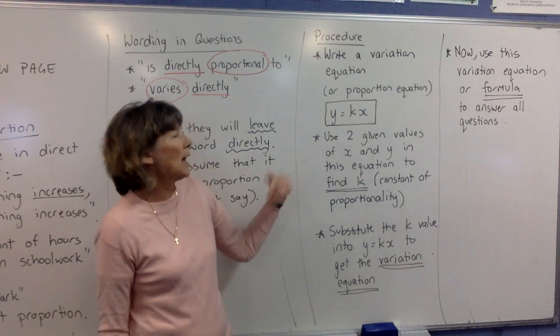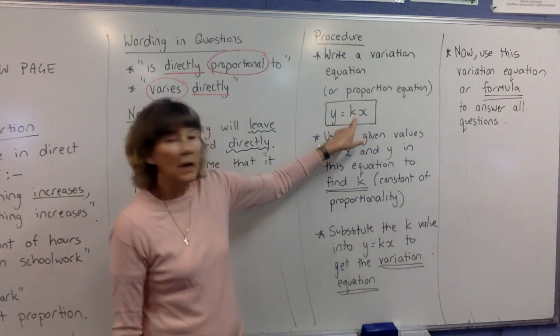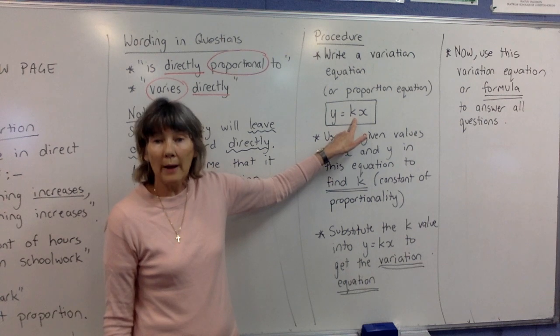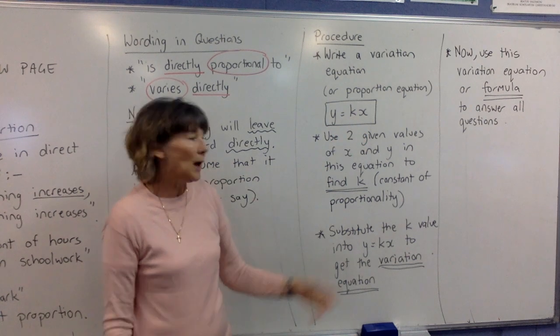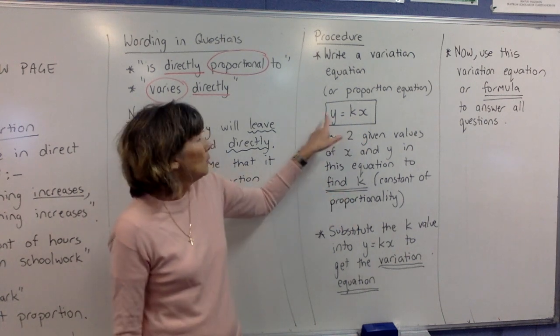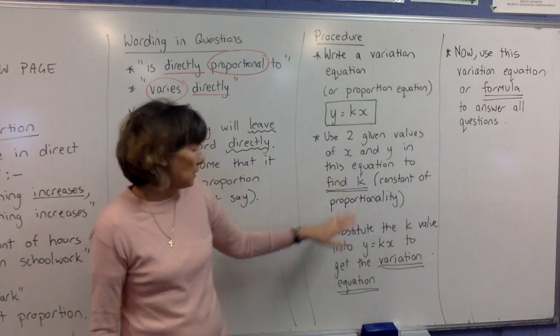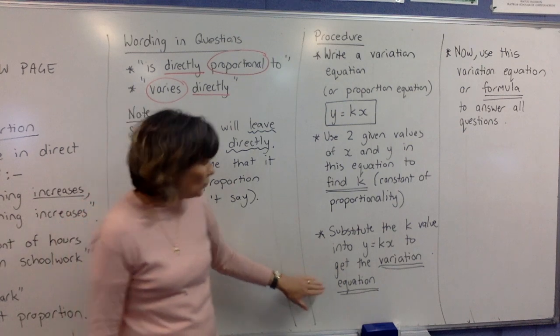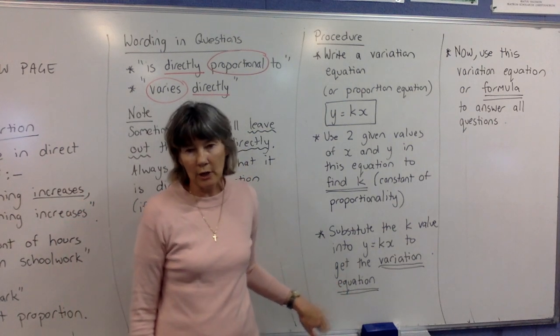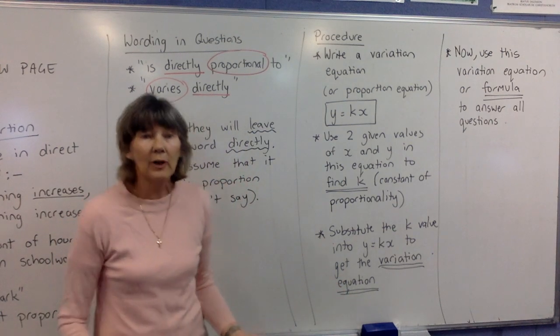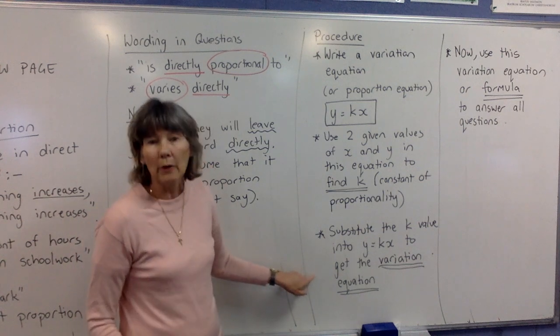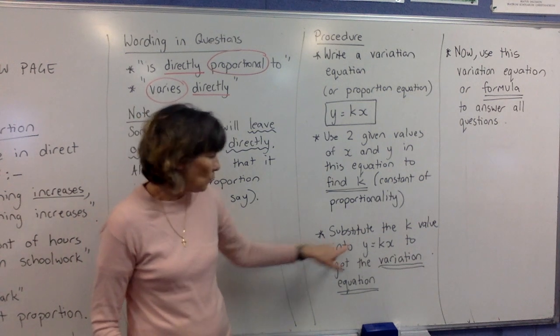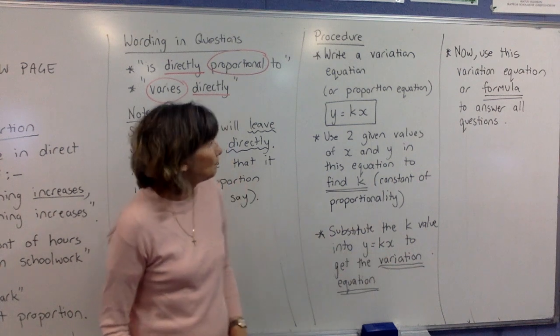After that, we then get that K value and we put it in here. So let's just say K equals 3. Well, it'd go in there and we would end up with Y equals 3x. If K ended up being a half, we would have Y equals a half x. So after you've done that and put that K number in, you now have a variation equation. So when they say find the variation equation, that's what they want to know. All right, they want a number in there for K.